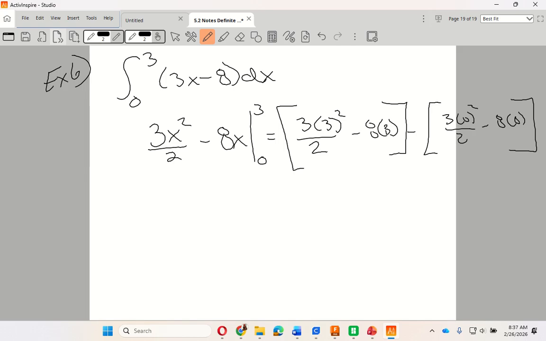Okay, yeah, so all this is going to end up becoming 0. And this right here is going to be 9 times 3, which is 27. 27 over 2 is going to be 13.5.